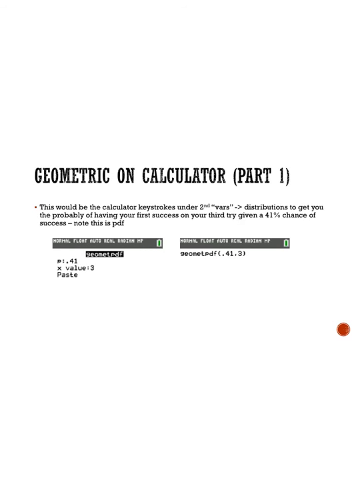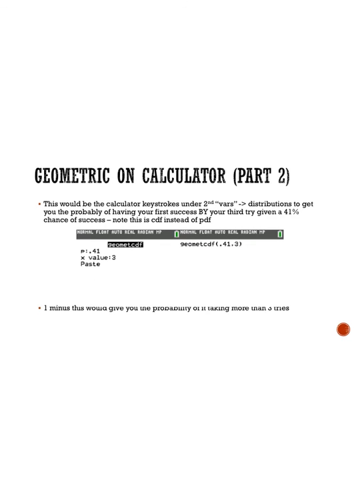Here's what it looks like on the calculator. Here's the geometric PDF, for instance. Again, I gave you some directions there, 2nd Vars and so forth, to show you how to get the PDF version of this. And then there's the CDF version of this. I don't know why this got cut off, but 1 minus this would give you the probability of it taking more than 3 tries, is what that says there.